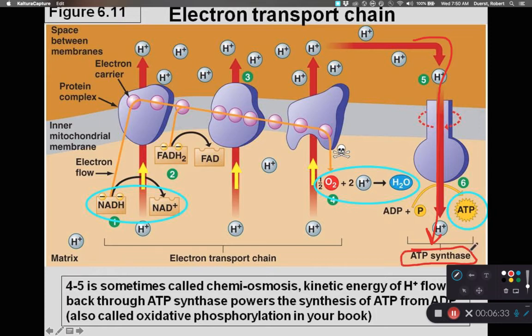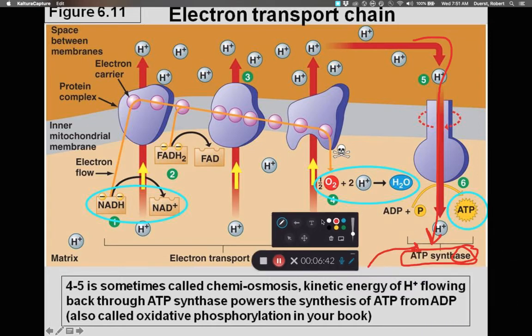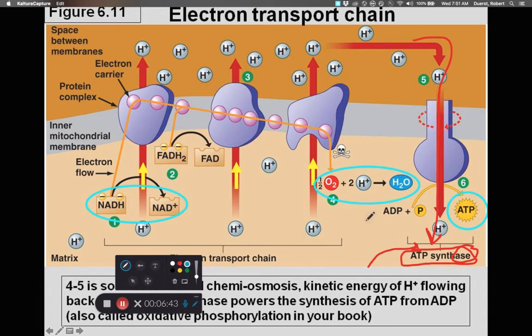As we look at this protein, it ends with ASE. That means it's an enzyme. What does this enzyme do? It synthesizes ATP. And while we're looking at ATP synthase, as it has protons moving through it, it will physically spin. And the physical spinning of ATP synthase allows it to grab an ADP and a phosphate group and physically smash them together to make ATP.